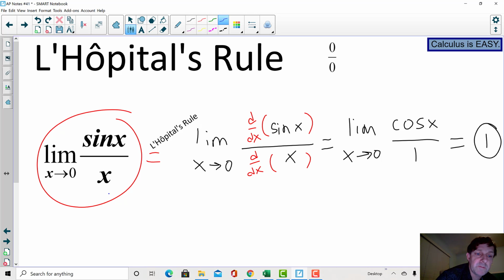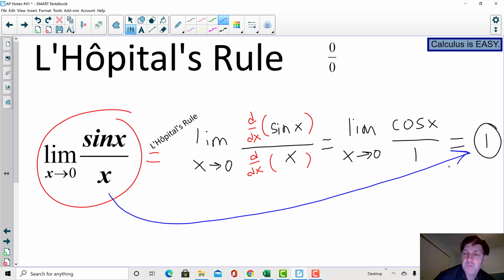Some of you might remember the special rule for this limit. This is one of our trig limits that we learned a while ago. We already knew that that limit was equal to 1.